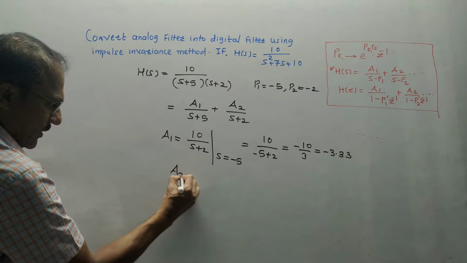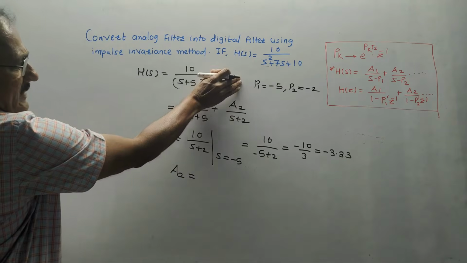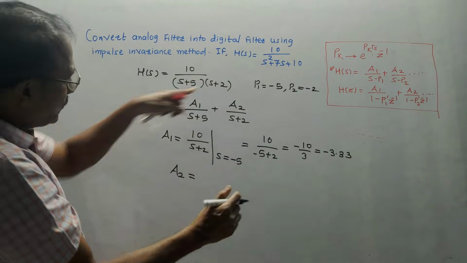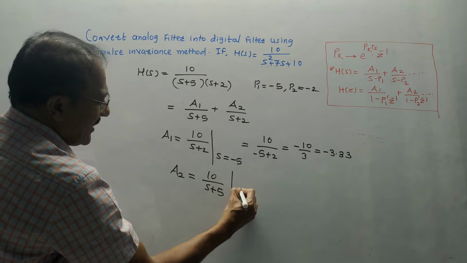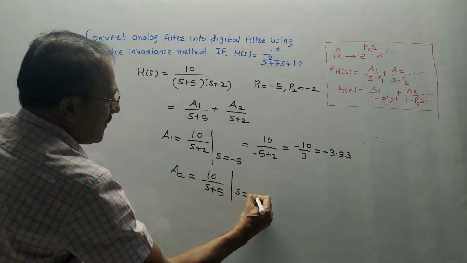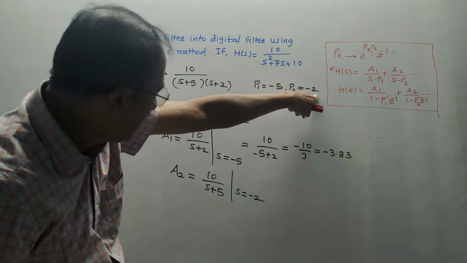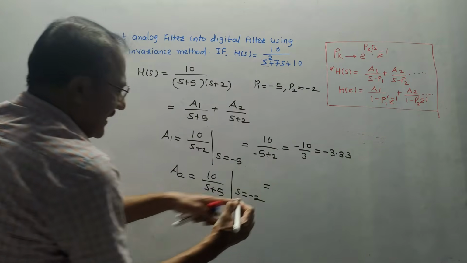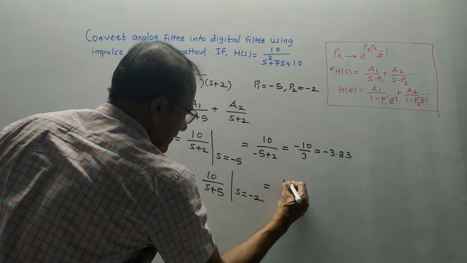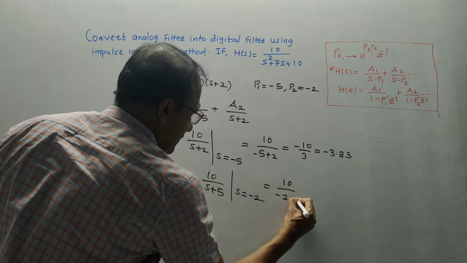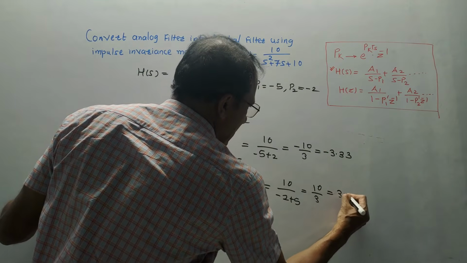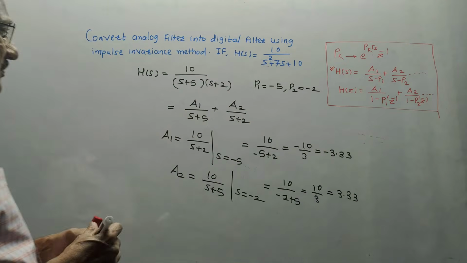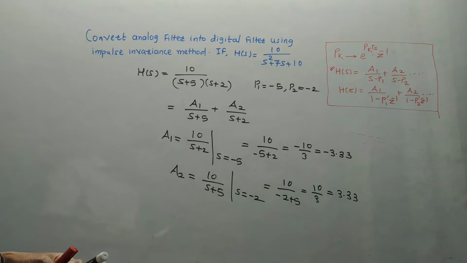Same way to calculate A2, I will skip the second term, that is s plus 2. The remaining equation is 10 upon s plus 5. Do this calculation at s equals minus 2, that is s equals P2. So wherever s is there, I need to put minus 2. So it becomes 10 upon minus 2 plus 5, which equals 10 upon 3, which equals 3.33. These are the values of A1 and A2.